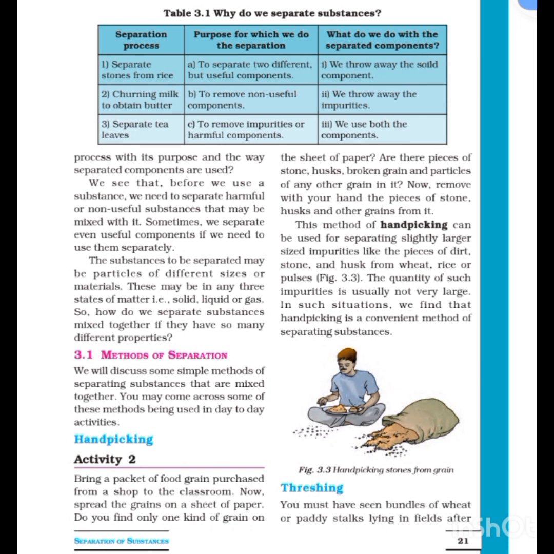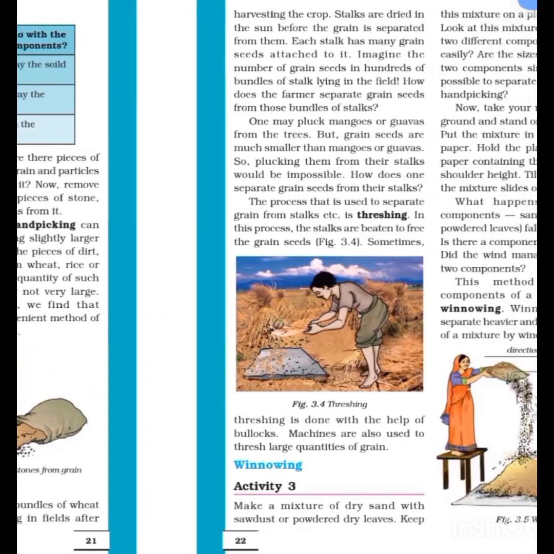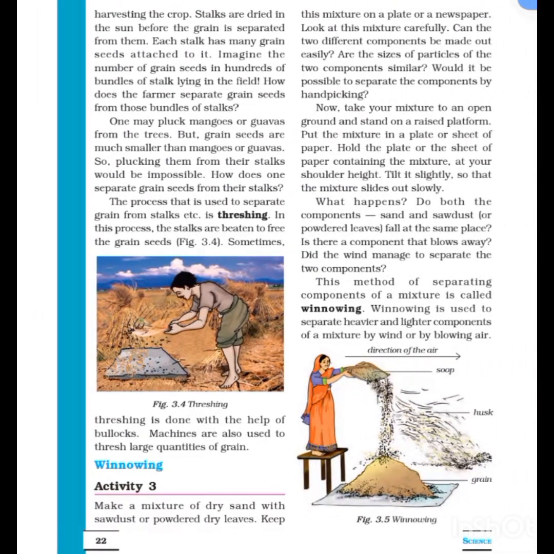Understood? Now here is threshing. You must have seen bundles of wheat or paddy stalks lying in fields after harvesting the crops. So stalks are dried in the sun before the grain is separated from them. Each stalk has many grain seeds attached to it. Imagine the number of grain seeds in hundreds of bundles of stalk lying in the field. So how does a farmer separate grain seeds from those bundles of stalk?